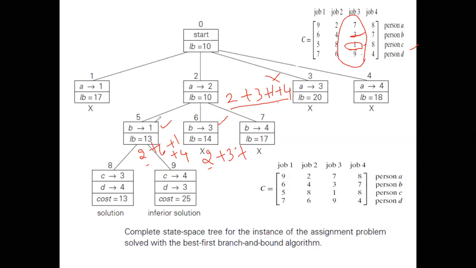So in this third row, what is the minimum? After 1, the next minimum is 5. So it will be 5. So 2 plus 3 plus 5. Again, for a person D, it is 4. In the initial previous step, it is 4.